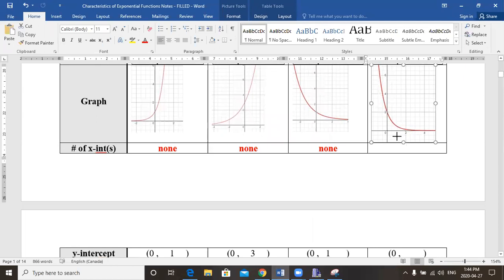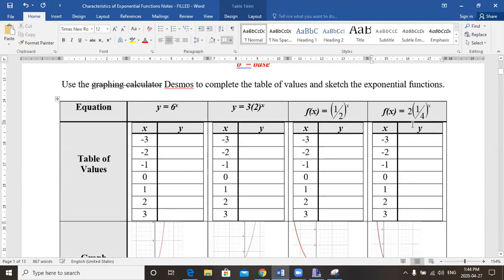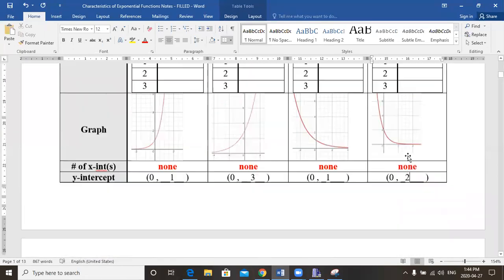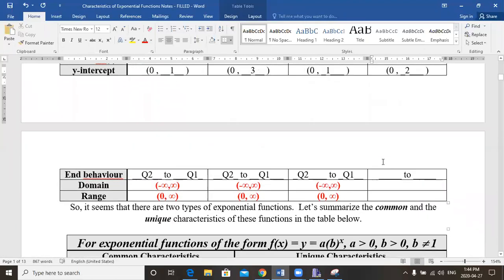Make it a bit smaller. There we go. So just like all the other three, there are no x-intercepts. The y-intercept is (0, 2), because the coefficient was equal to 2. It goes from quadrant 2 to quadrant 1, and the domain and range are the same as the other three, the domain being negative to positive infinity, and the range going from 0 to positive infinity.